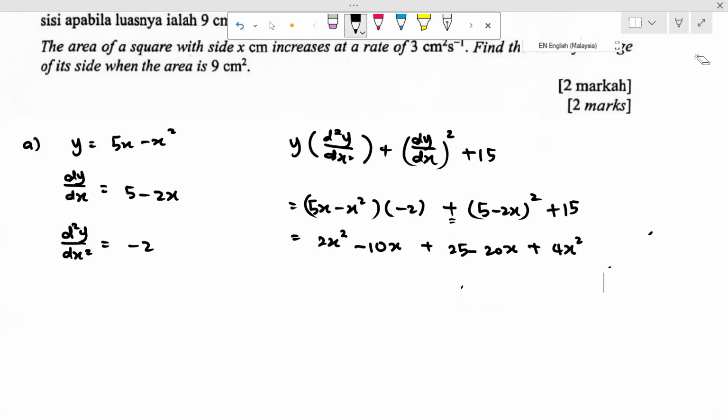Try to have some space in between. How come I cannot erase? Okay, try to have some space between number and number. Yeah, 25 minus 20x plus 4x squared, and then plus 15.